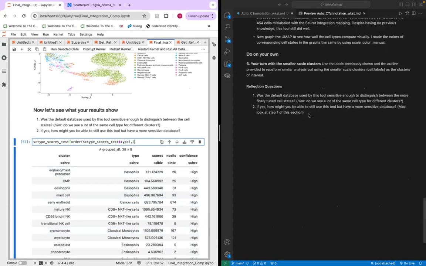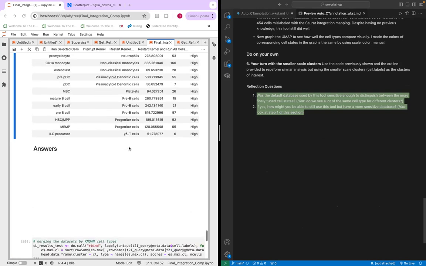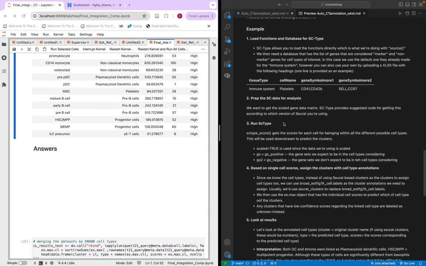And so again, you have reflection questions here, and I want you to be able to answer these of, were these fine scaled enough to be able to connect them given the database we used? And if you wanted to use a less or more fine scaled database, how might you do that? And once you're able to answer these reflection questions, you should have a pretty good understanding about cell type annotation.